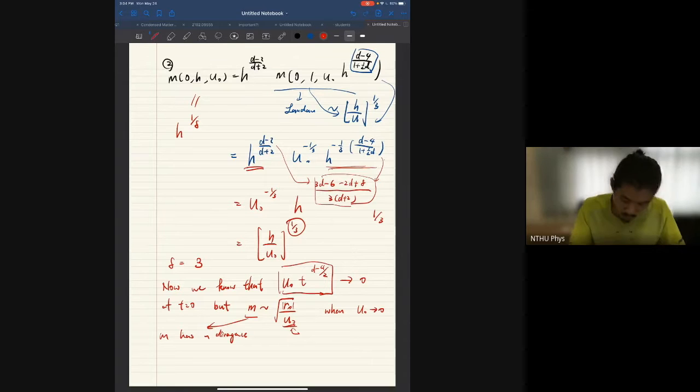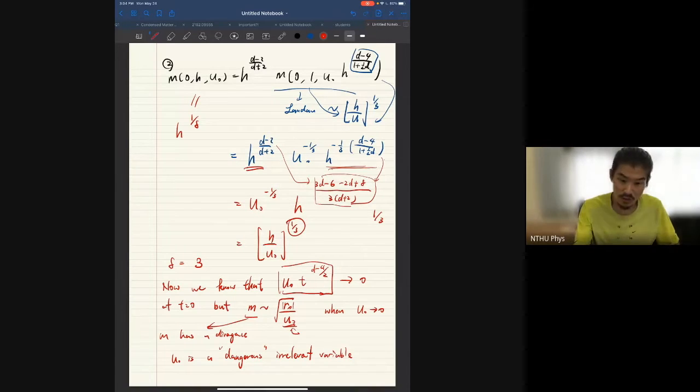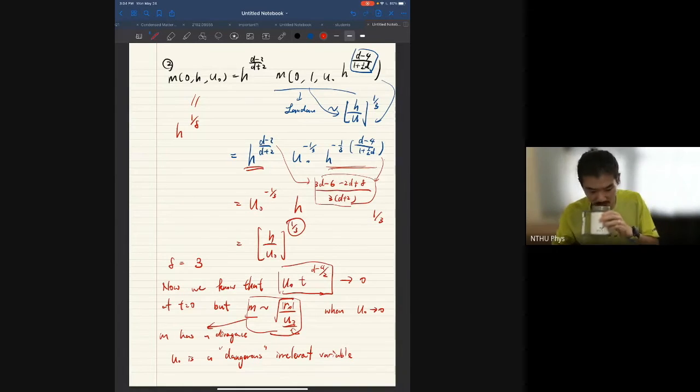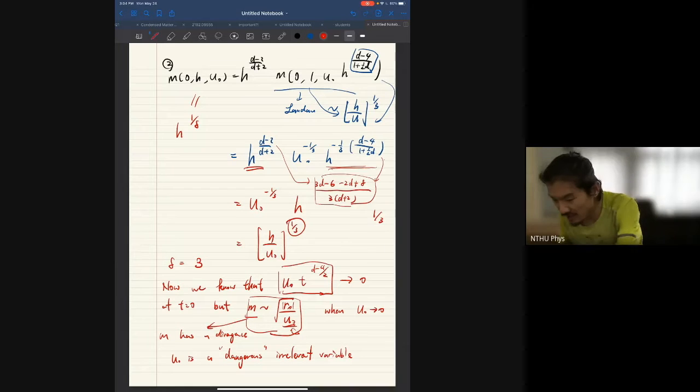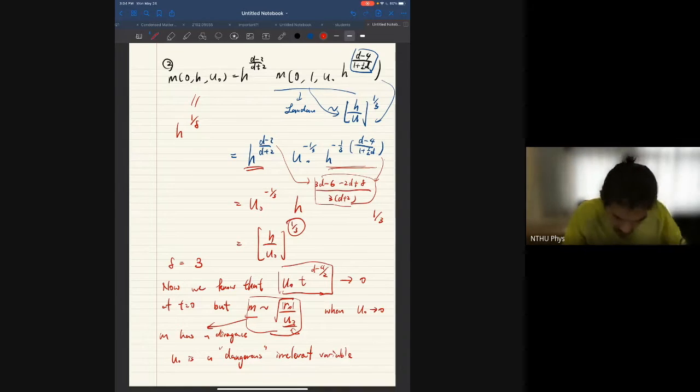So we somehow call mu a dangerous irrelevant variable because it can cause divergence of your mechanization, some observables in here. And this observable will give another additional divergence when you do this RG analysis, right? So if you take this into account, you'll recover Landau's result. Okay.